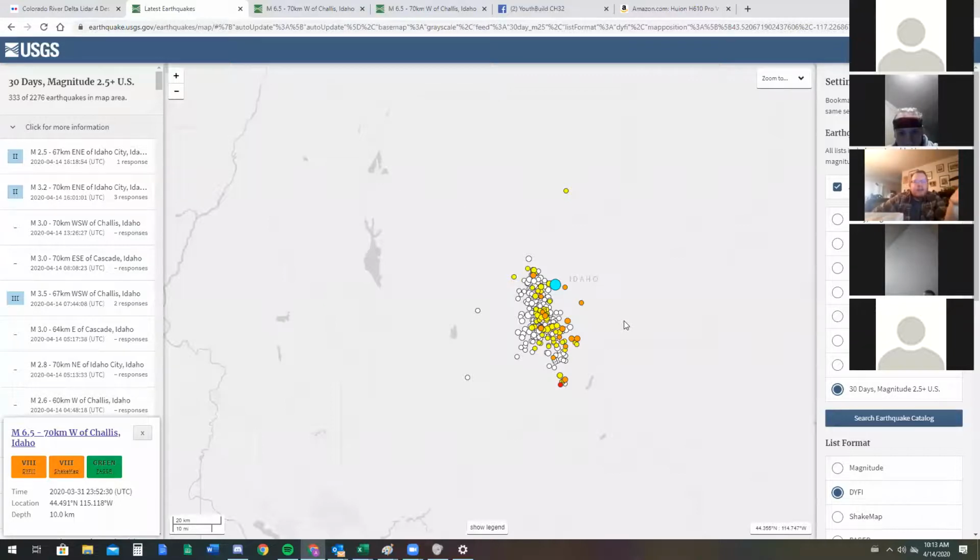That's why when we look at this map, we have a ton of earthquakes that have happened in just around this 6.5. And by looking at the number of earthquakes that we see here, you can kind of see how the fault's running. It's running in a north-southish direction, right?